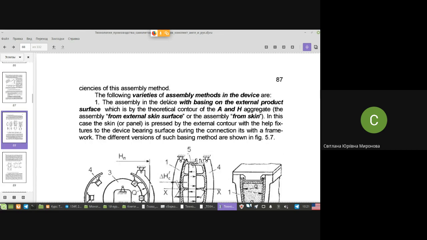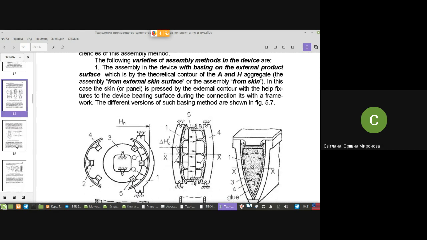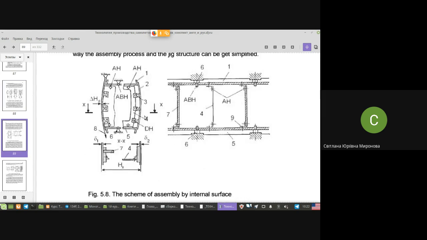It's called here variety of assembly methods in a jig. Don't pay attention to the word device, and I demand you to use the word jig always. One of them is to the external surface, or it's called by skin. Another of them is to the inner surface of skin. Let me show you. Skin, internal surface of skin, or it may also be called by mock-ups, by mock-up element.